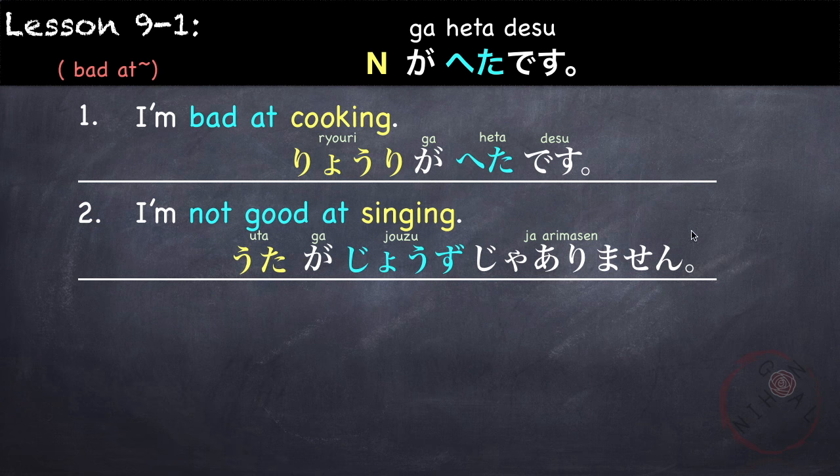Of course, you can add か at the end to change this into a question, but we don't really ask someone, are you bad at something? But instead, we ask them, are you good at something?